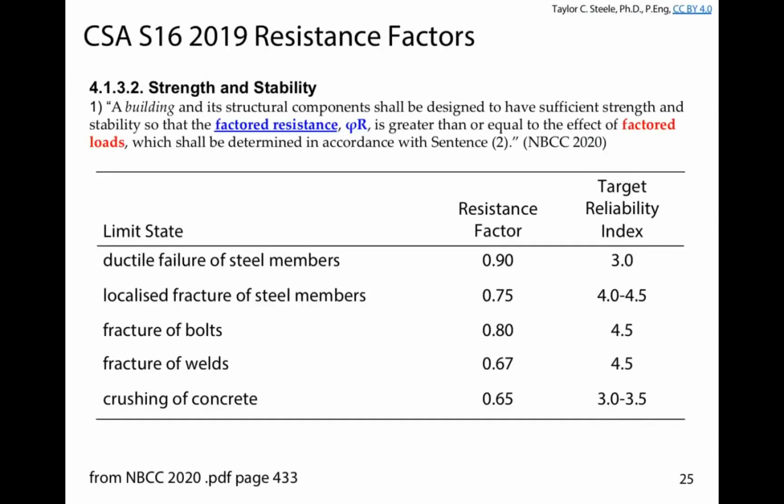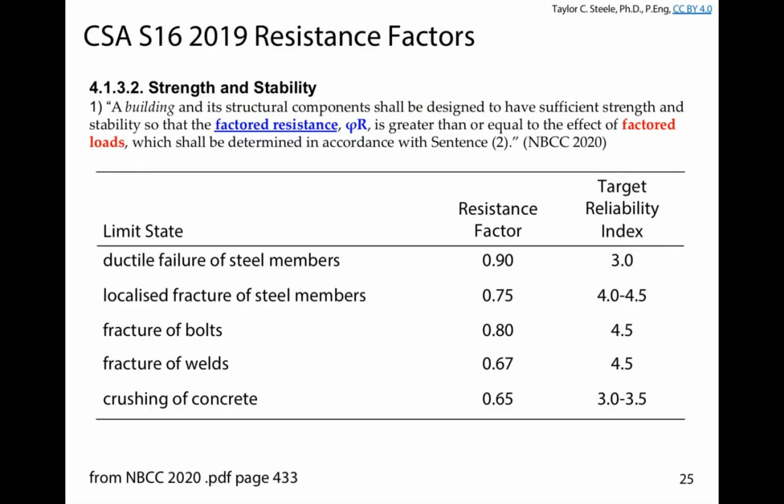So the resistance factors tend to look something like this. We'll see these as we start going through the different members and connections for the rest of the course. For example, we're going to see next day that if we're looking at the ductile failure of steel members, like yielding of a brace, the target reliability index is 3, more likely to get warning from yielding in a ductile manner that provides warning for egress. So we'll use a slightly bigger resistance factor. Compared to localized fracture of the steel members, fracture of bolts or of welds, we tend to use a higher reliability index to make them less likely to occur.